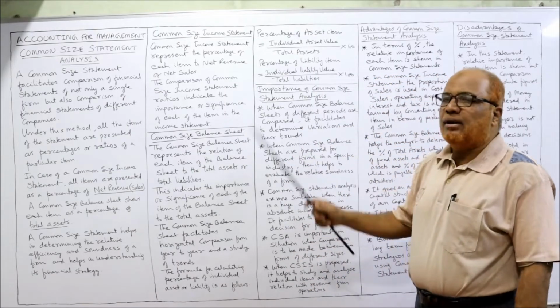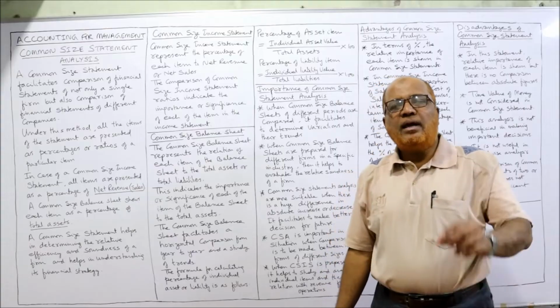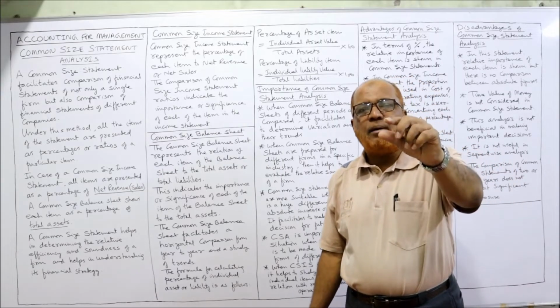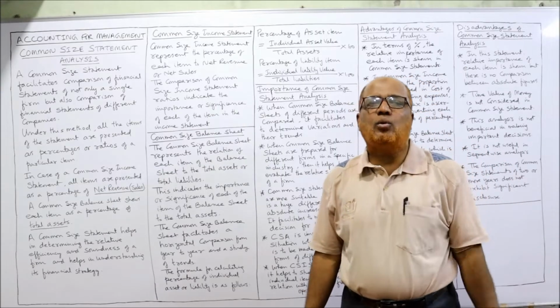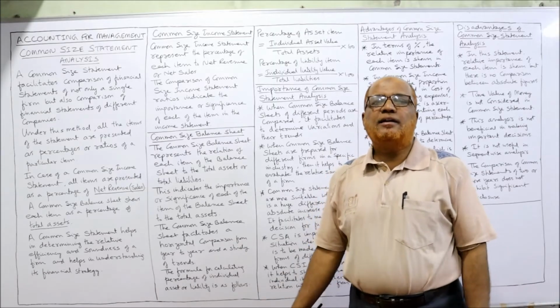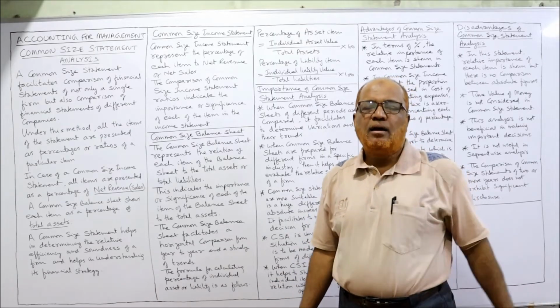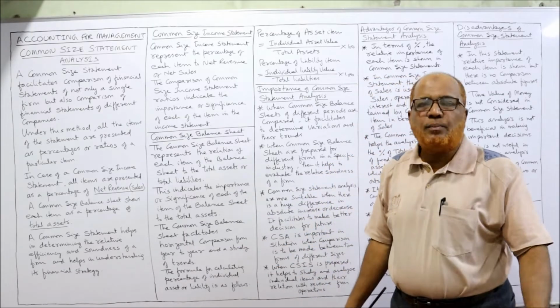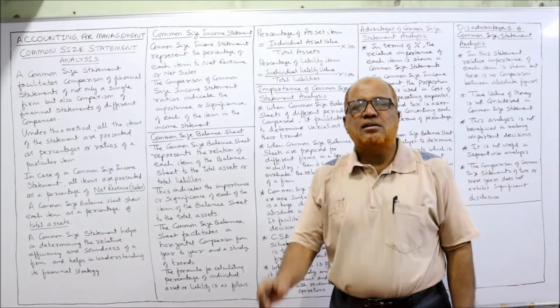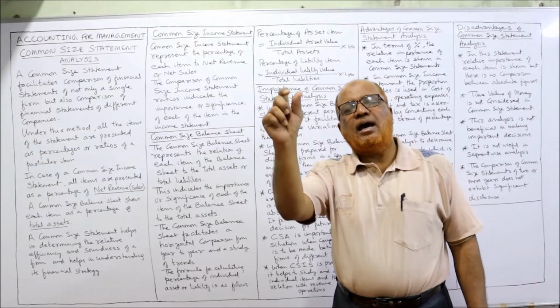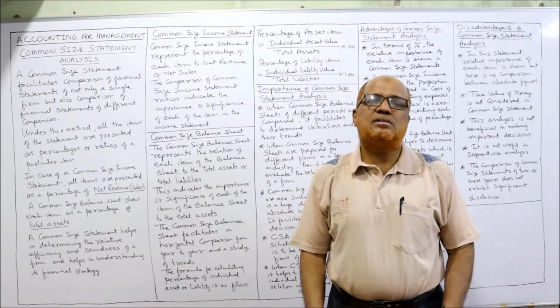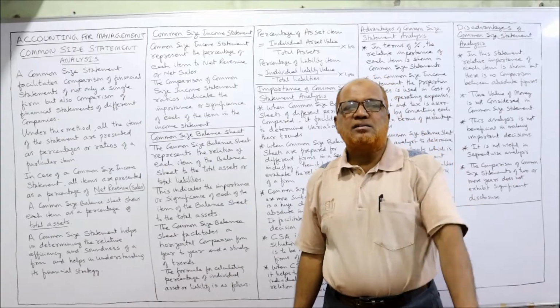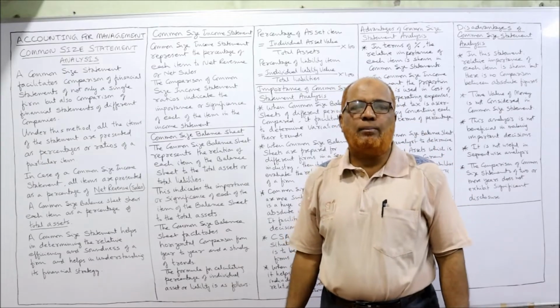Similarly, in the case of liability, we calculate the individual value of liability divided by total liability into 100. For example, the creditors are 1 lakh out of the total liabilities of 10 lakh. So what is the percentage of creditors? 1 lakh divided by 10 lakh into 100, you will get 10%. So we can say the creditors are 10% of total liability.